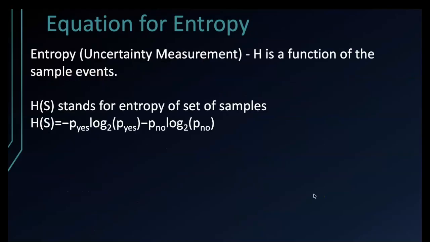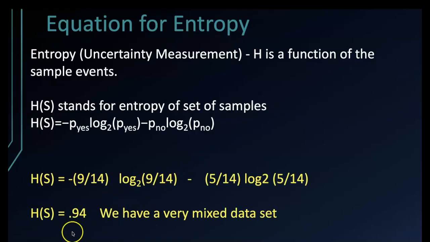So the mathematical formula for calculating the entropy is that we're going to look at the probability of saying yes, we're going to play tennis, put a minus sign in front of that, times the log base 2 of the probability that we say yes, minus the probability of saying no to tennis, times log base 2 of the probability of saying no. So with our example, it'll look something like this. There was 9 out of the 14 times we played tennis, and 5 out of the 14 times we said no to tennis, and so our entropy is pretty close to 1, which is a very mixed up data set.